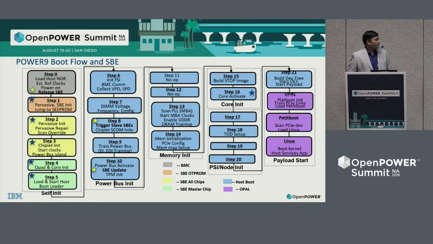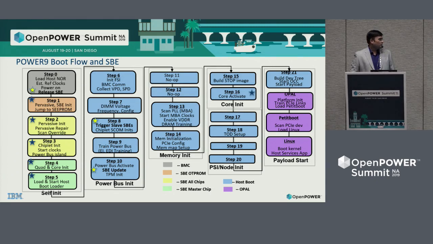So step one is basically when the SBE itself is booting, and we just showed the boot flow on the previous chart, and then here it's actually ready for going through different steps to initialize the chip. So we initialize the pervasive registers here, we start the clocks. So steps 1, 2, and 3 are common for all chips in a multi-chip system, but the master chip would execute additionally steps 4 and 5, which are required to load hostboot.